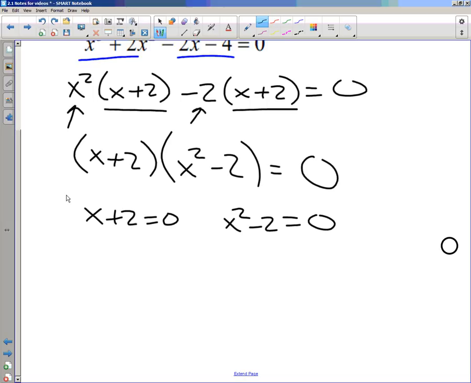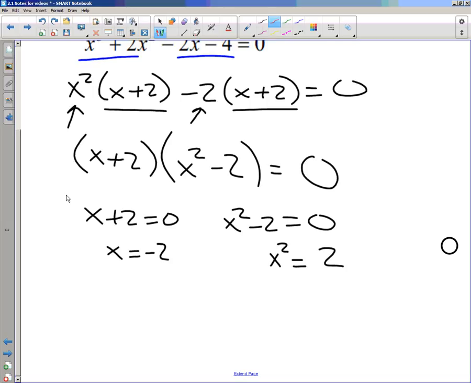The first one's really simple to solve. Just subtract 2 from both sides. You've got your first solution, which is x equals negative 2. Now the second one, we're going to end up using a square root to solve this. But there's a common error that comes up here, so pay attention to this. We're going to get rid of the negative 2 first by adding it to both sides. It's going to give us x squared equal to positive 2 over here. And then we are going to take a square root.